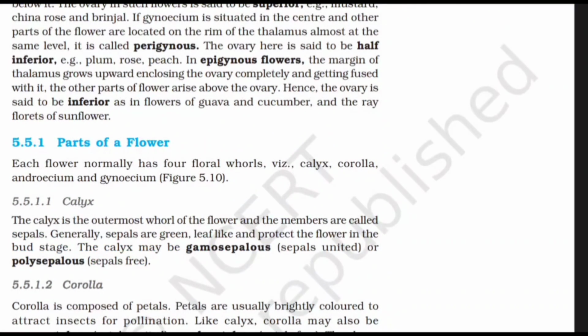5.5.1 Parts of a flower. Each flower normally has 4 floral whorls: calyx, corolla, androecium and gynoecium. Calyx. The calyx is the outermost whorl of the flower and its members are called sepals. Generally, sepals are green and leaf-like and protect the flower in the bud stage. The calyx may be gamosepalous, that is sepals united, or polysepalous, that is sepals free.